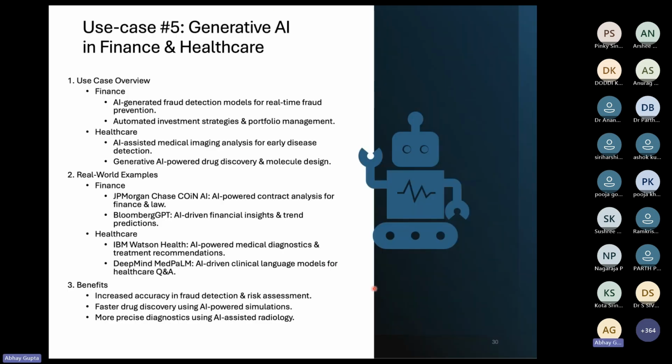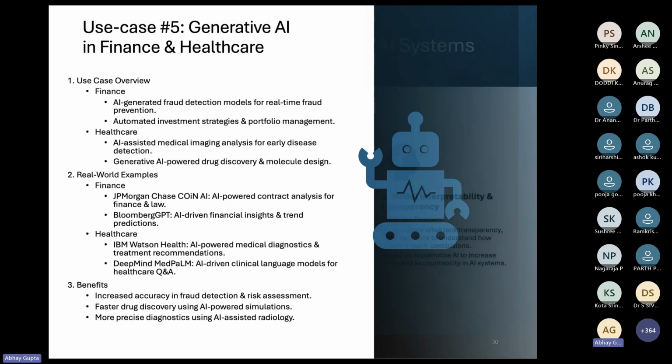And then finally, in finance and healthcare, there are some use cases. You can have fraud detection, investment strategy, portfolio management. In healthcare, again, medical imaging analysis, drug discovery. There are some examples: JP Morgan has AI-powered contract analysis, Bloomberg, and then a couple of examples, IBM Watson Health, and DeepMind has MedPalm. And the benefit is again increased accuracy. In this one, people are now claiming that some of the AI models are better at fraud detection than humans. That humans might miss things.